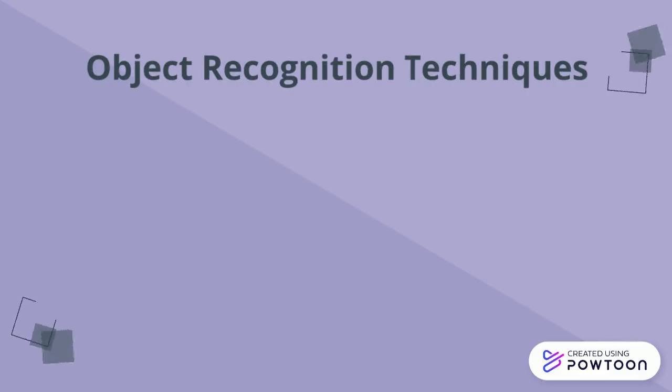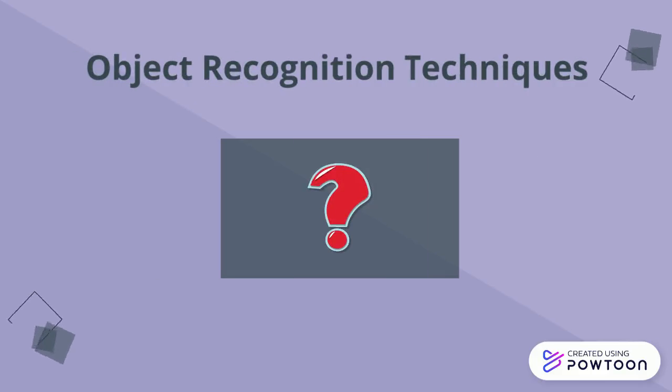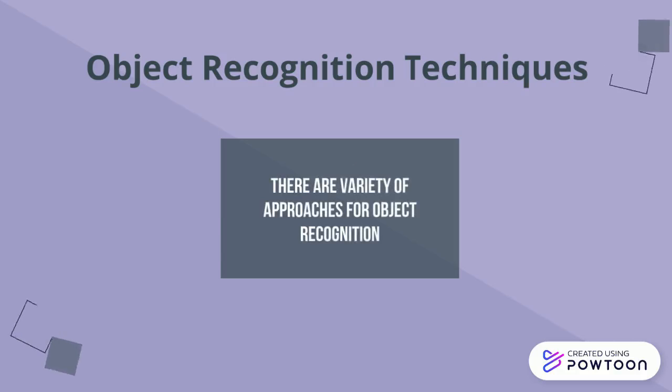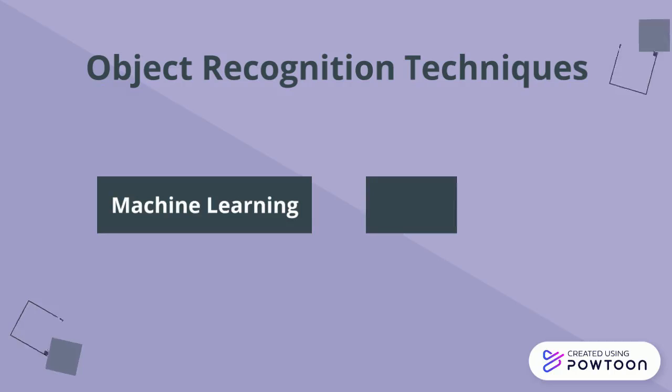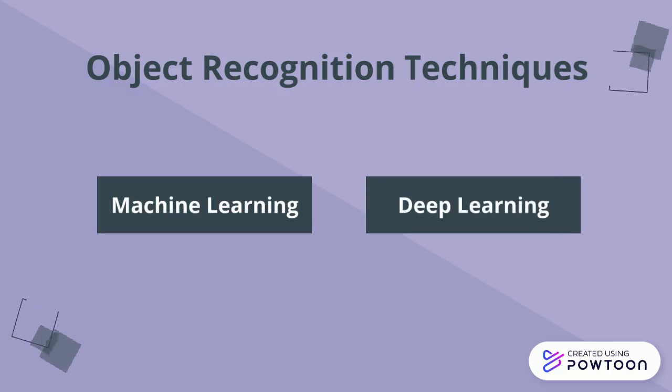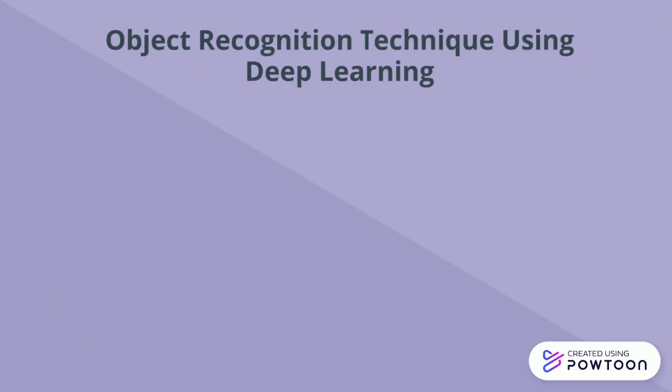But before that, do you guys know there are a variety of approaches for object recognition? For your information, there are a variety of approaches for object recognition, and the popular approaches to object recognition problems are machine learning and deep learning. Deep learning is more complex than machine learning.